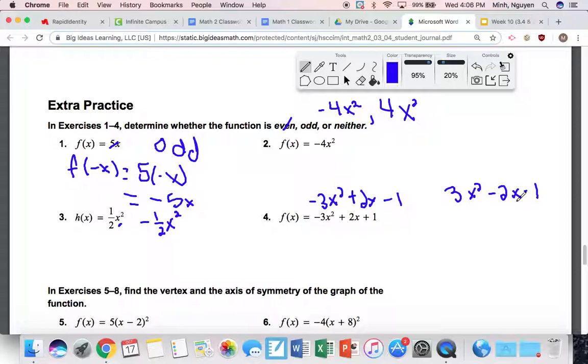Okay, so that's it. Hopefully you understand. If not, Google is your best friend. Search how to find odd and even functions, or you can ask me as usual.